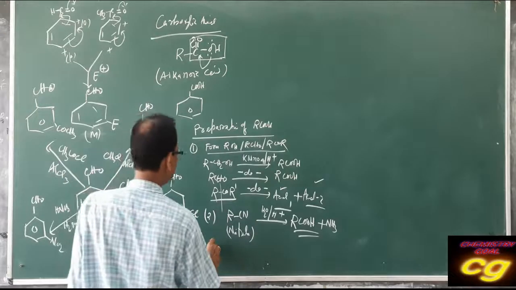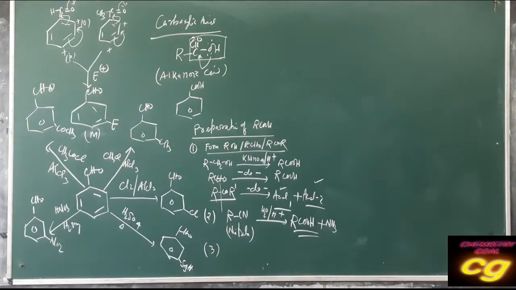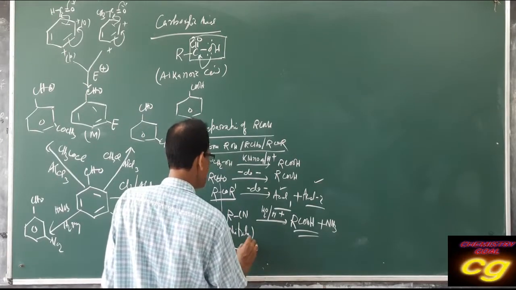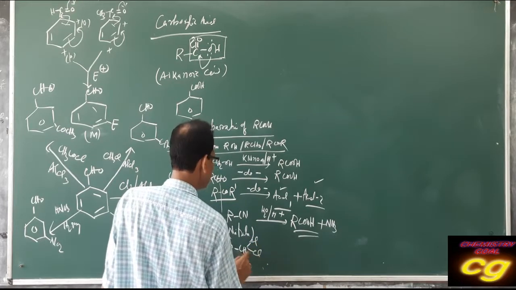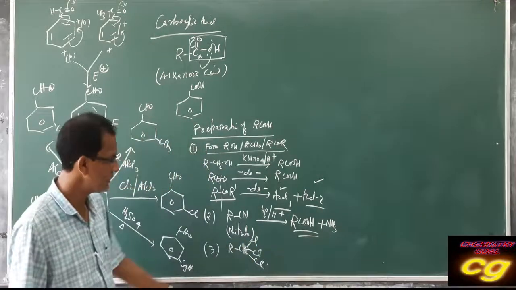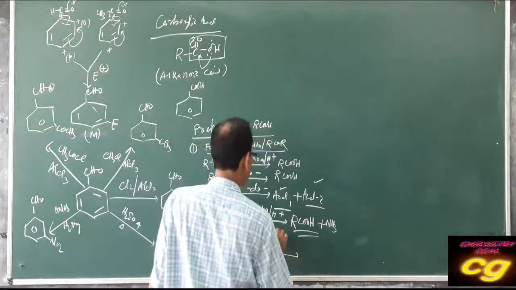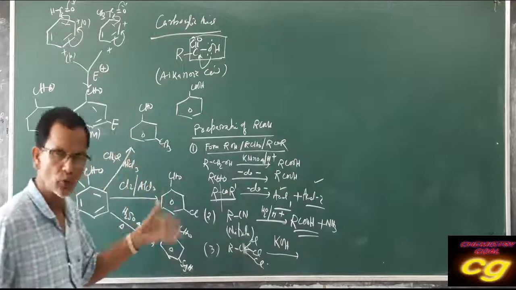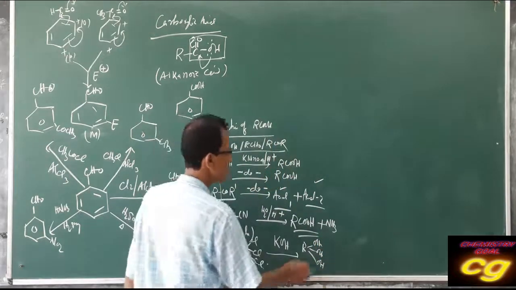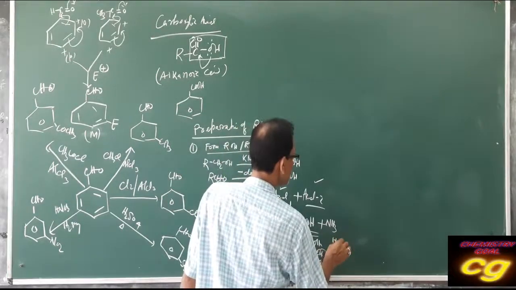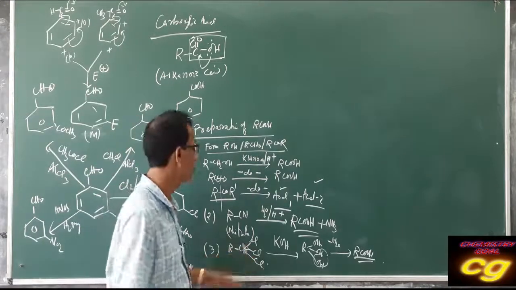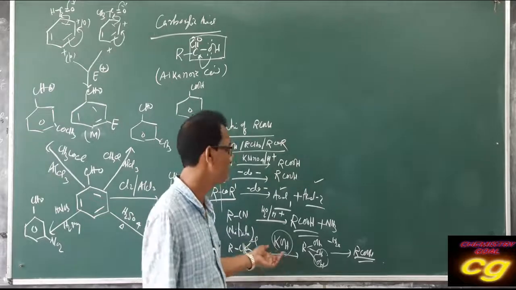Then we can prepare acid from trichloro alkane, RCCl3. From trihalo alkane, if you undergo hydrolysis using KOH, substitution gives three OH groups. But three OH cannot remain on one carbon, water is lost, so the product will be acid. This is a very important reaction. The trihaloalkane when undergoing base hydrolysis produces acids.